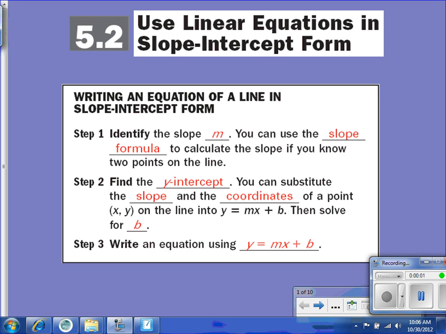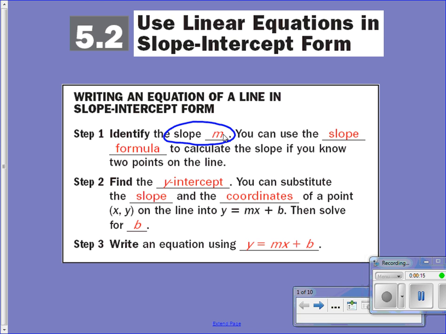Okay, this is 5.2. Now we're going to be using what we know about slope-intercept form to finish it all the way through, no matter what information they give us. Whenever we write an equation in slope-intercept form, we always need to know what the slope is. And once we know the slope, we really don't need too much else besides at least 1 point, because we're going to need to find the y-intercept.